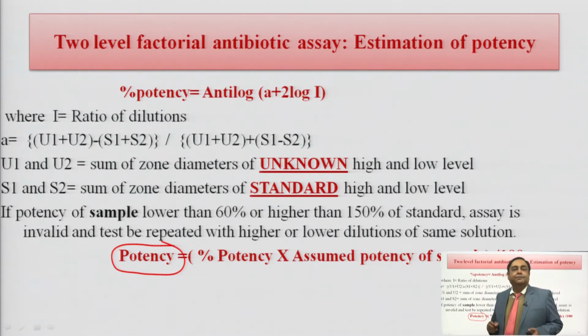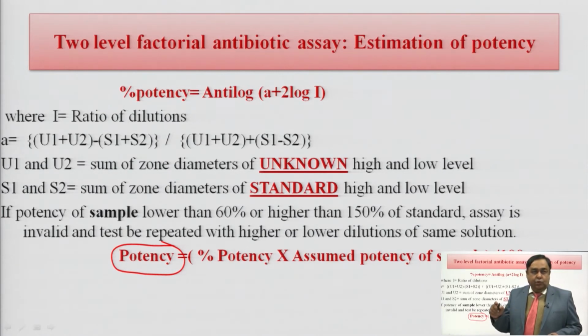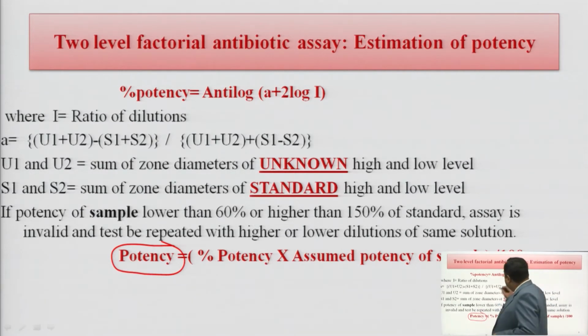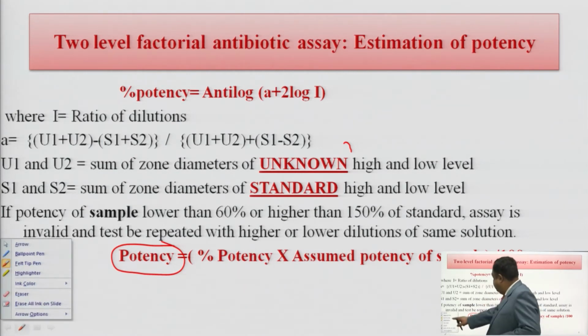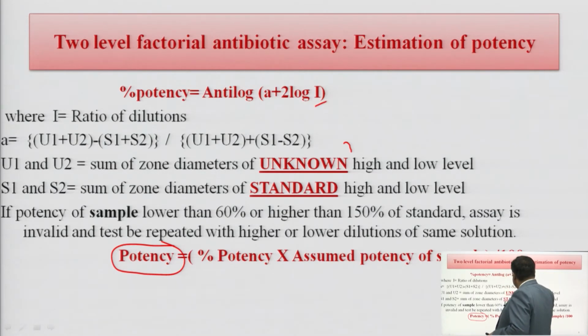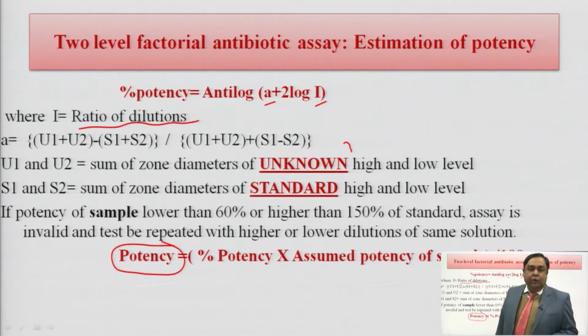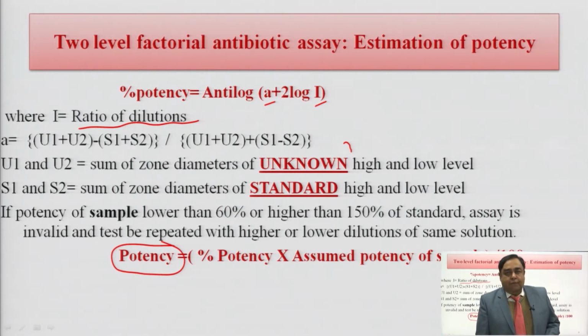I am repeating once again. Percentage potency is equal to anti-log of A plus 2 log I. So, first of all we need to define what is I, what is A. I is nothing but the ratio of the dilutions, that is the ratio of the concentrations or the dilutions which we have taken for our antibiotics.